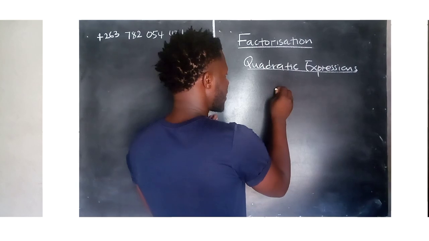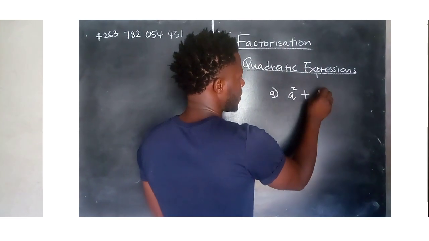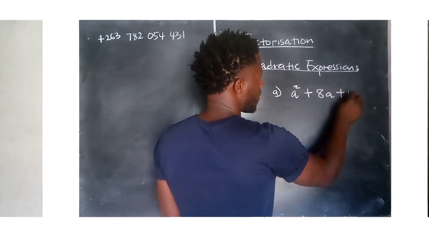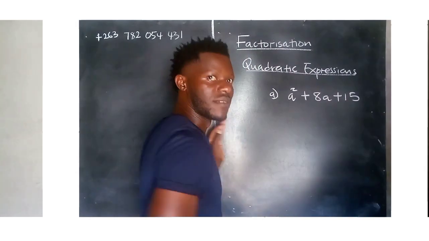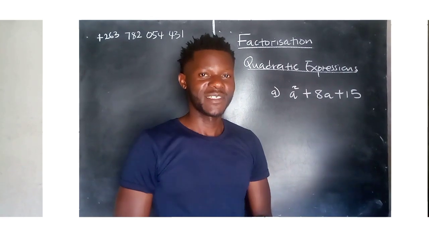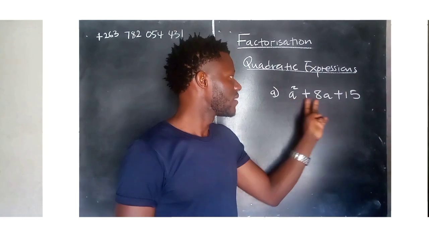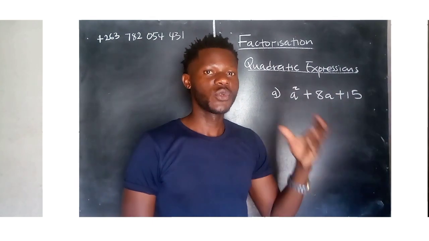Suppose number 1, we are asked to factorize a squared plus 8a plus 15. The first thing, we must find a way that will come up with 4 terms. So group them into 2 groups.